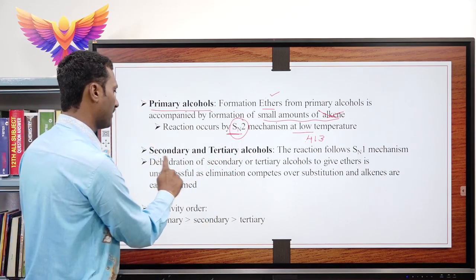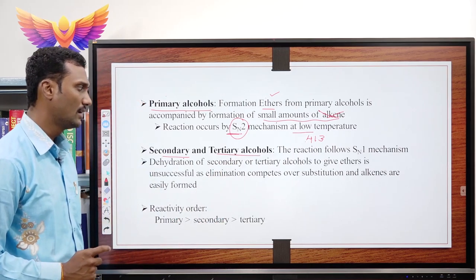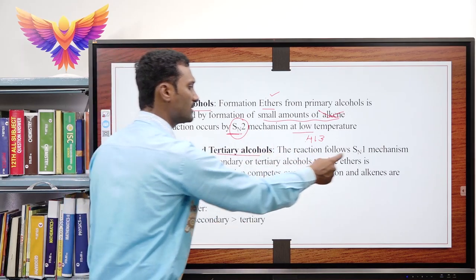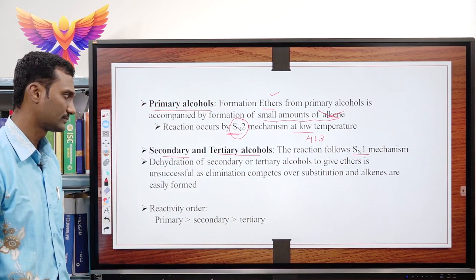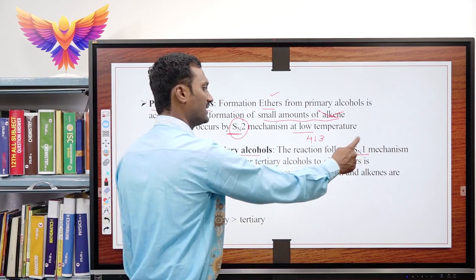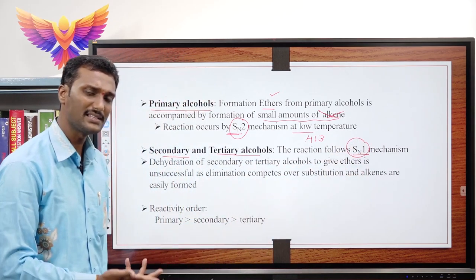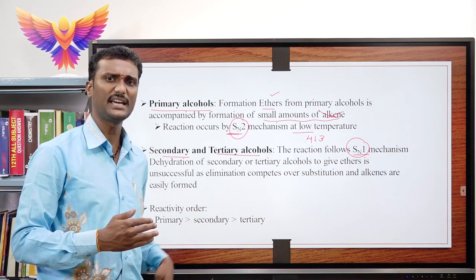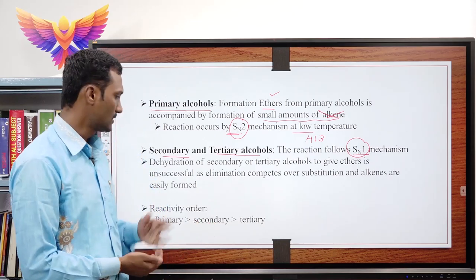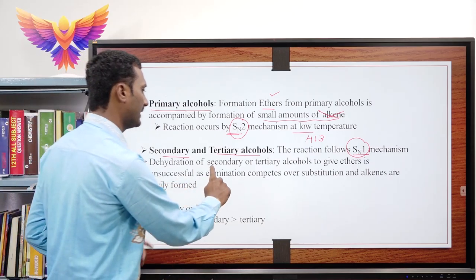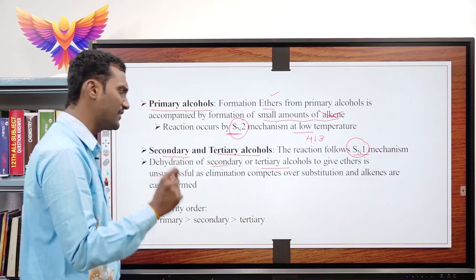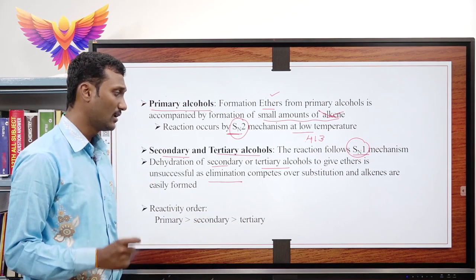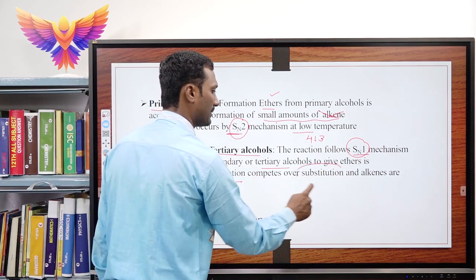Now I will come to the secondary and tertiary alcohol. If you take a secondary or tertiary alcohol, it instead follows the SN1 mechanism. SN1 mechanism means different reactions will take place, right? The elimination reaction and substitution compete here. So the dehydration of a secondary or tertiary alcohol to give an ether is unsuccessful because elimination competes over substitution, am I right?